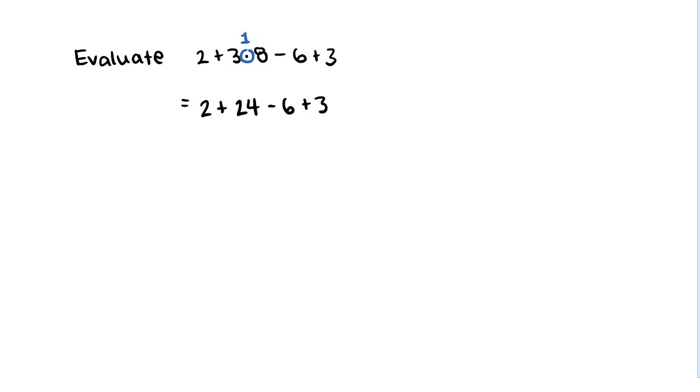And then now we just have addition and subtraction. From here, addition and subtraction are ordered just from left to right, and so we don't have to think too much about this. 2 plus 24 is what we do first, and that gives us 26, but we still have minus 6 and plus 3, and we still go from left to right, giving us 26 minus 6 is 20, and we still have the plus 3, and then finally we get 23 out at the end of the day.